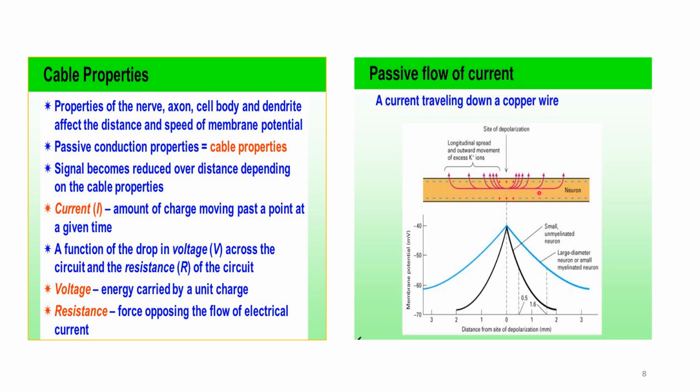While traveling, because of the cable properties of the neuron, depending upon the time and distance, the speed and the distance up to which it is reaching is decreased. So when comparing a small unmyelinated neuron and a large diameter neuron or a myelinated neuron, which is better? The myelinated neuron has better flow of depolarization, so it can travel up to more distance.